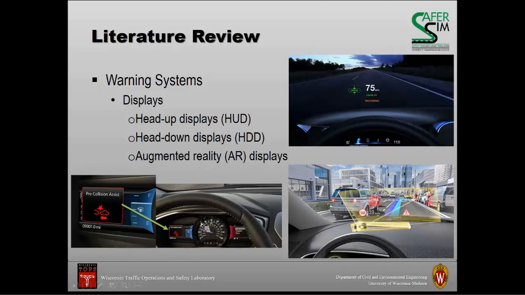Head-down displays, as you can see in the bottom figure on the left, are located in the middle of the control panel of the vehicle. And even though they are useful for navigation, for example, drivers have to take their eyes off the road to be able to see this message. Augmented reality displays are the most advanced forms of head-up displays, and they are currently the most advanced technology on the market. They can project lane departure warning, automated cruise control, blind spot monitoring. They can do a lot of things.